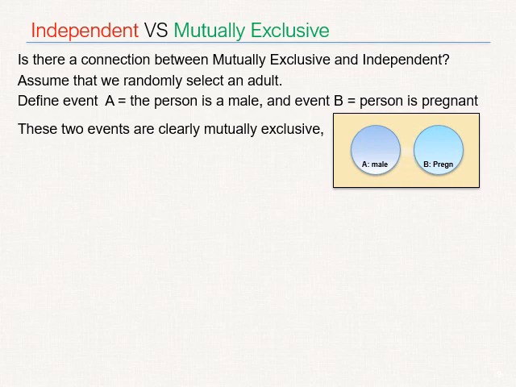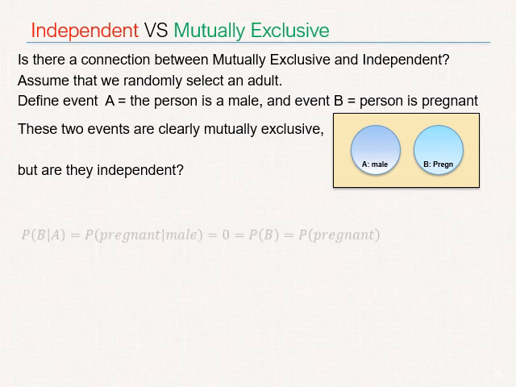I think everyone agrees that if you are biologically male, you're not going to be pregnant, right? So A and B are mutually exclusive events. We did a Venn diagram here showing the two events. They're not overlapping, so A and B are mutually exclusive. Now let's think about whether they are independent. If we use our rules for independence, we could check.